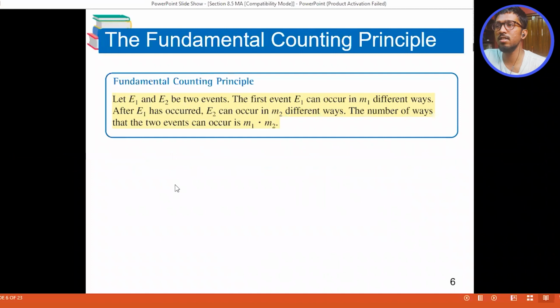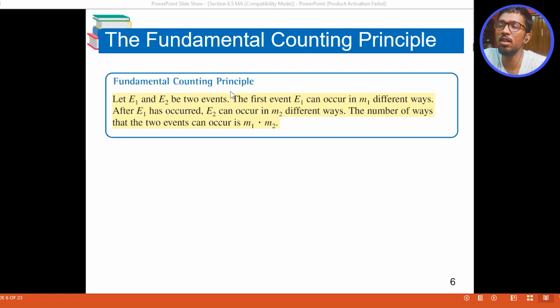The formula says, suppose E1 and E2 are two events. The first event E1 can occur in m1 different ways, and after E1 has occurred, E2 can occur in m2 different ways. The total number of ways that the two events can occur is m1 times m2.